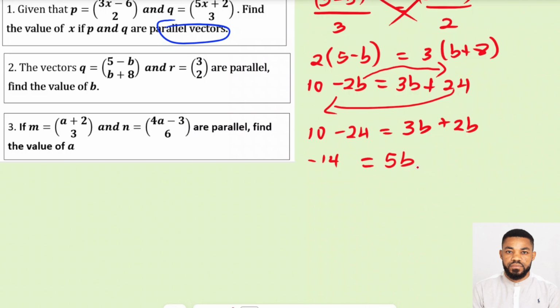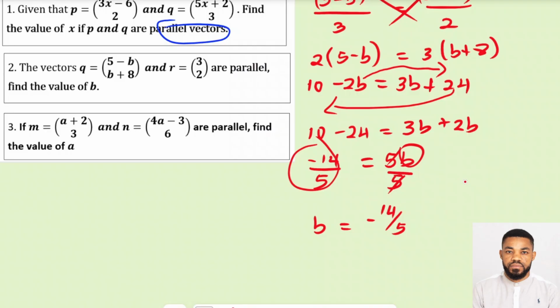So at this point, what do we do? We want to find the value of b, not 5b. So we just have to clear this 5 away by dividing both sides by 5. This 5 will erase this 5, and you are left with b. So b is equal to the whole of this stuff, that is negative 14 out of 5. So the answer is negative 14 out of 5. So that's how we can find the value of b.